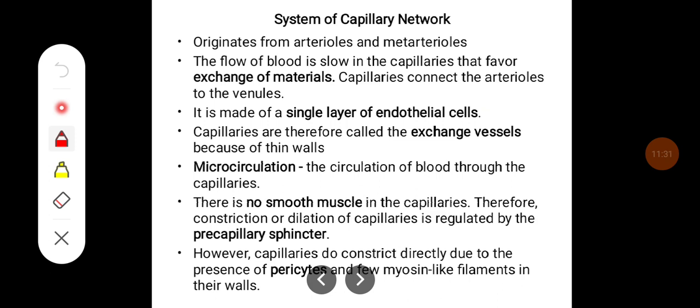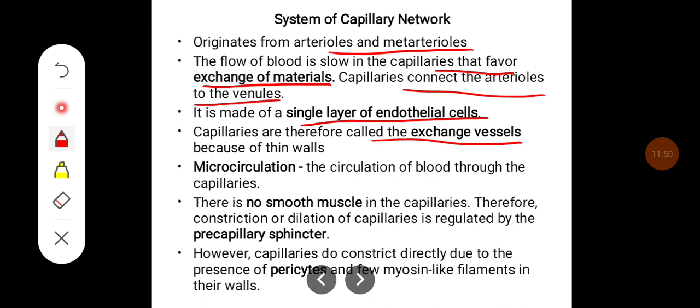System of capillary network. The capillaries originate from the arterioles and metarterioles. The flow of blood is slow in capillaries, which favors exchange of materials. Capillaries connect the arterioles to venules. It is made up of a single layer of endothelial cells. Capillaries are therefore called exchange vessels because of their thin walls.